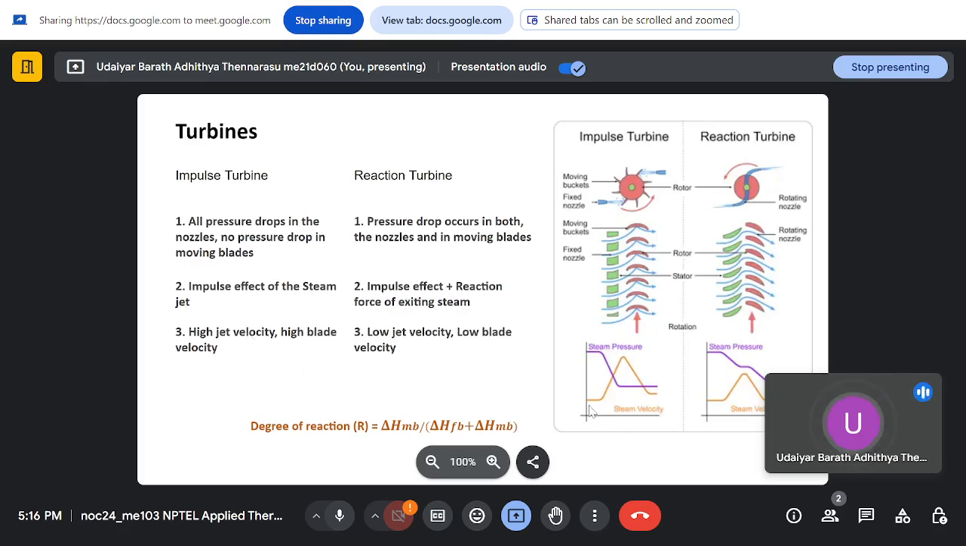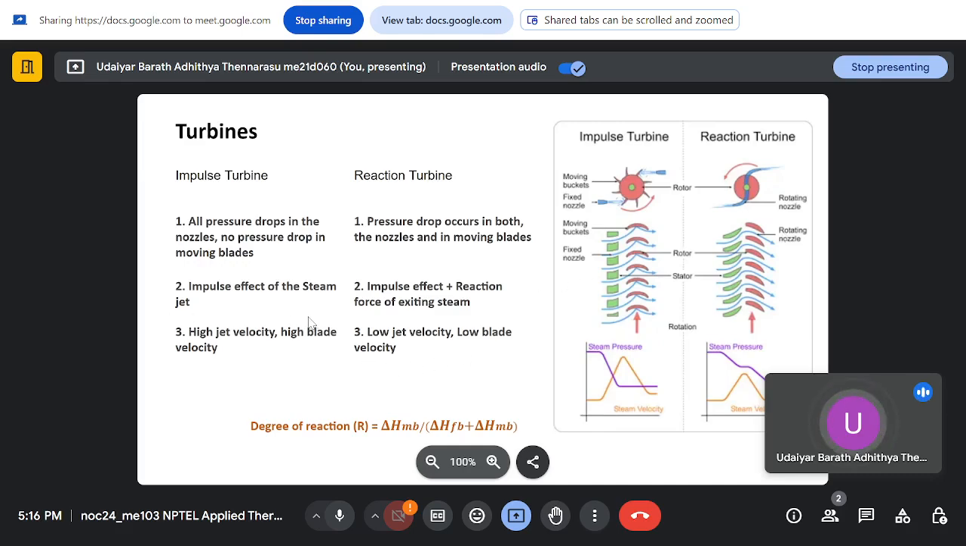So this is how the velocity and pressure diagram looks. Initially the steam is at higher pressure. Across the nozzle the pressure decreases, which gives you a rise in velocity, and then after hitting and moving the plate, the velocity drops. Similarly in a reaction turbine, there's the initial drop in the nozzle, which raises the velocity, and then when the steam is exiting the turbine blades, because it is driving the reaction force, the pressure again reduces in the blades.